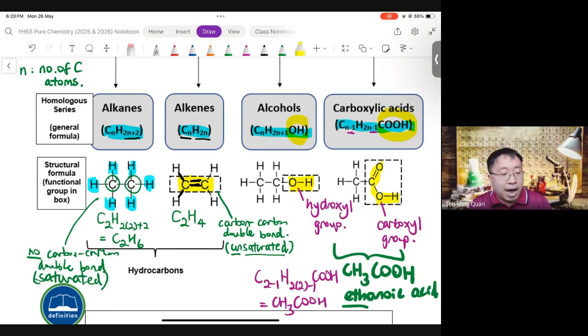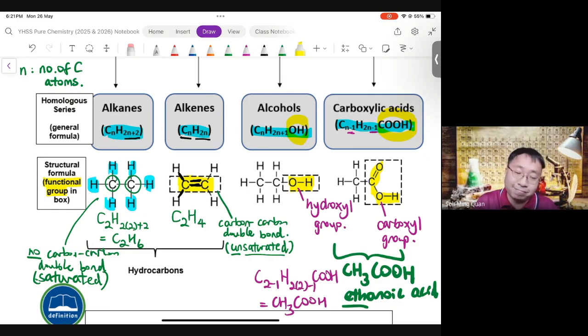Now, these bonds that I've highlighted in yellow, they are called the functional group. Meaning, if I see carbon-carbon double bond, I know that's the functional group of alkene. I know that's going to be an alkene. If I see OH, that's going to be alcohol. If I see COOH, it's going to be a carboxylic acid. From the functional group, you literally can tell what homologous series, how it's going to react. For example, I gave you an example just now. If I see COOH, it's an acid. It's going to react with metal. It's going to react with base. It's going to react with carbonates.